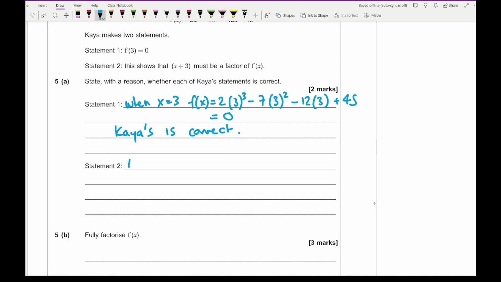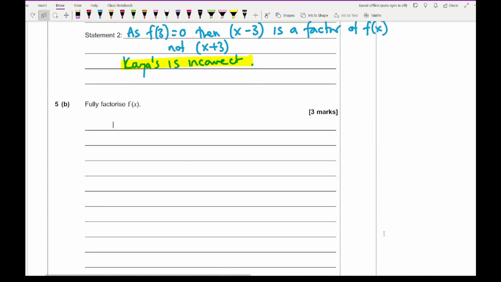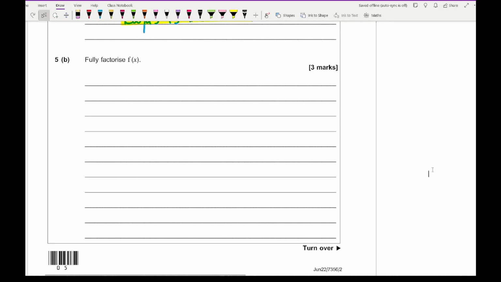Then for statement 2, we can say, well, obviously she has made a mistake, in the fact that as f of 3 equals 0, then x minus 3 is a factor of f of x, not x plus 3. So therefore, Kayla's second statement is incorrect. Now, it is really important that you do state this, because it does say state with a reason whether Kayla's statements are correct. So it's important that you not only give a reason, but you also state whether she is correct or incorrect.